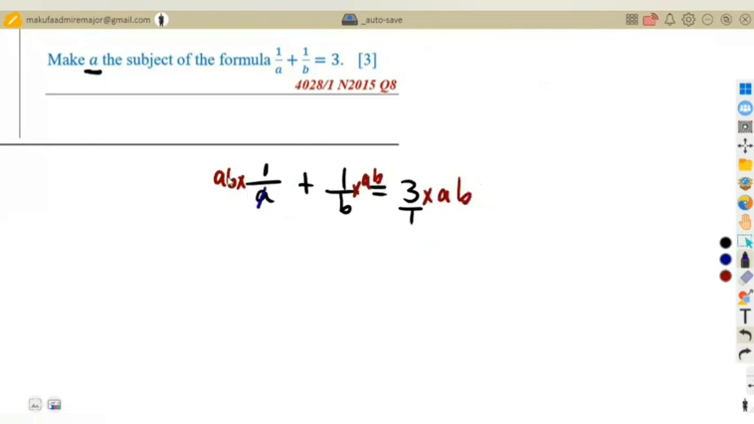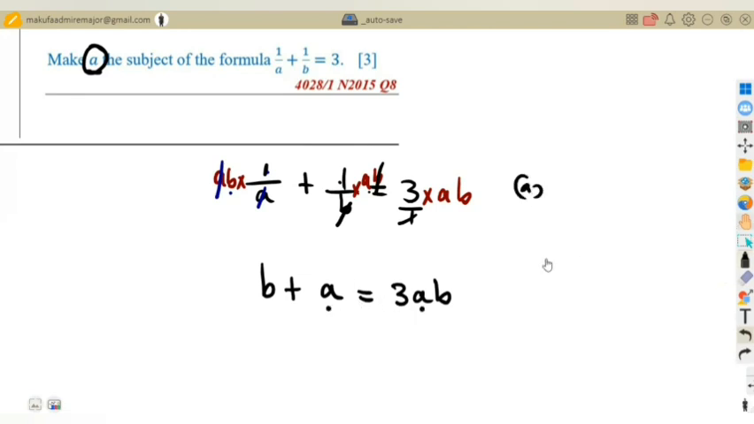So that's a, and a will cancel. You remain with b times 1, which is b in this case, plus, the b and the b will cancel. We remain with a times 1, which is a, is equal to 1 into ab, that's ab, times 3, which is going to be 3ab. So as we can see, we have cleared our fraction. We want to make a the subject. And here, as we can see, there is a and there's a.